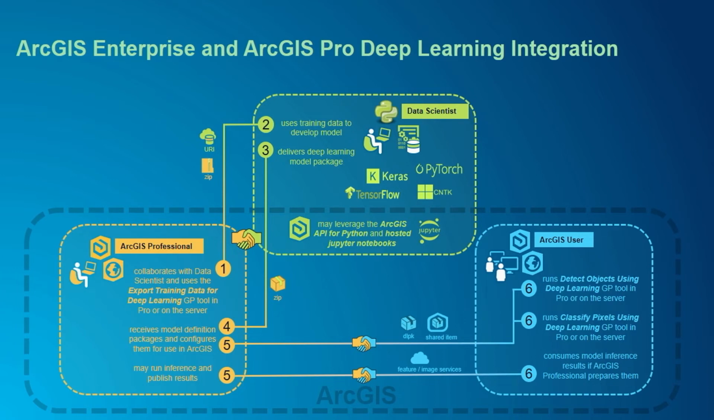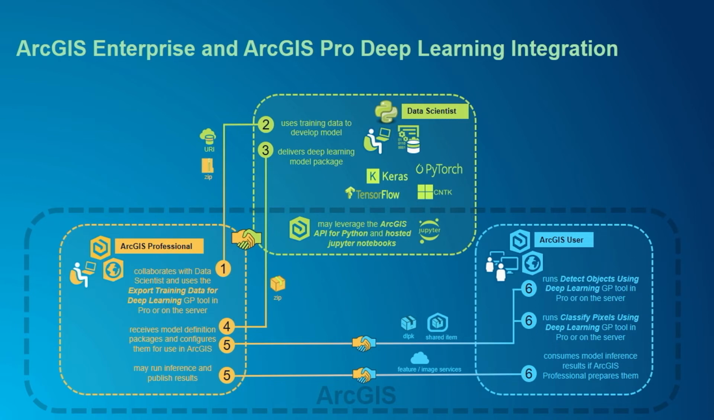So first step is ArcGIS professionals communicate with data scientists about their needs, about what metadata format they want, and what kind of image chip format they want. They have a lot of existing GIS data, or they can create new GIS data to use in their training sample preparation. They use our tool called Export Training Data for Deep Learning in ArcGIS Pro or on the server to prepare samples. After that, they will hand over the training data to data scientists to develop their model.